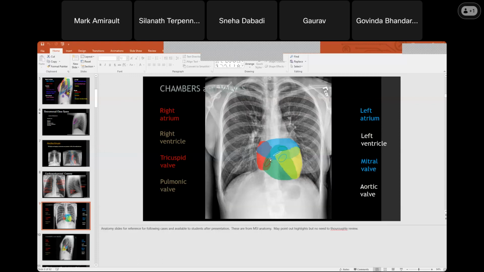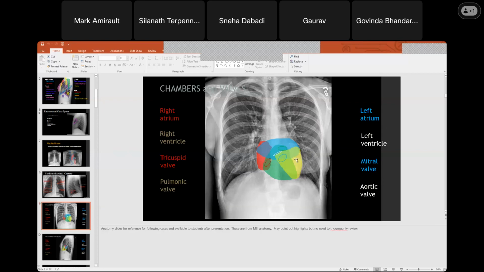And then this is more of our right ventricular outflow tract. And what comes out of there, the pulmonary artery. So this would be the location of the pulmonary valve here. And that's typically the most superior valve structure.